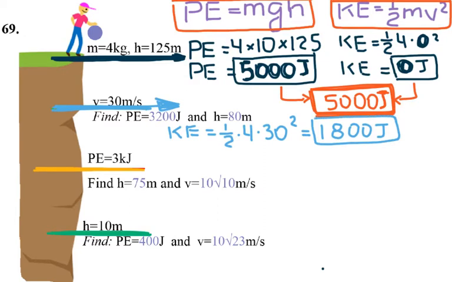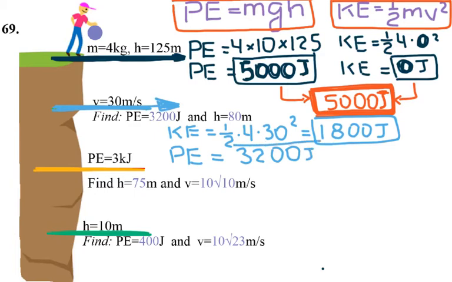The total energy must be 5,000 joules. It doesn't matter where I look, it's going to be 5,000 joules. So my potential energy plus the kinetic energy must be equal to 5,000 joules. That means my potential energy is 3,200 joules to give me 5,000 joules of energy total.